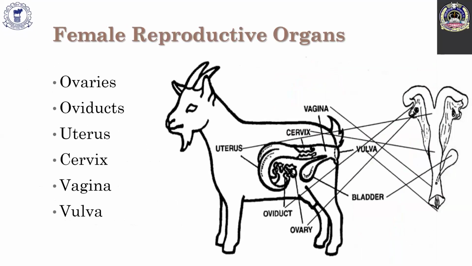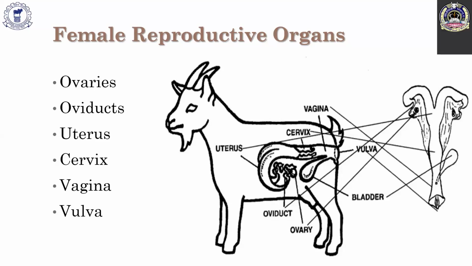When we talk about the reproductive organs involved in the reproductive system, we would find the presence of ovaries, which are two in number, situated symmetrically in the abdominal or pelvic cavity, on the right and left side.